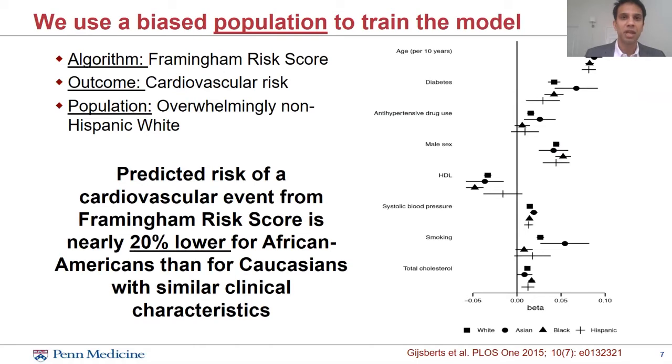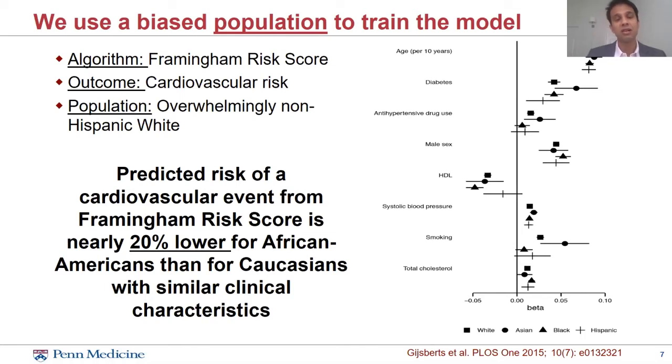Here's an example, the Framingham risk score, which is one of the most common risk scores we use to predict cardiovascular event risk. And it's been used for a variety of purposes for over 5 decades. The population, though, that the Framingham risk score was developed on was from Framingham, Massachusetts, an overwhelmingly non-Hispanic white population. And it's been shown that when you try to apply the Framingham risk score to minority groups, the predicted risk of a cardiovascular event is nearly 20% lower for minorities, including African Americans, than for non-Hispanic white individuals, despite them having similar characteristics.